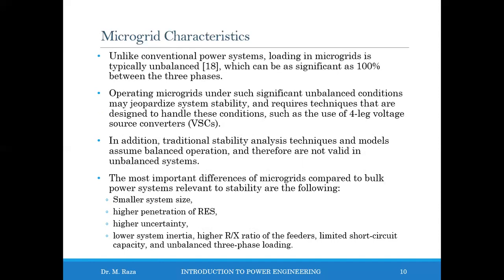The most important differences of microgrid compared to bulk power system relevant to stability are the following: smaller system size, higher penetration of renewable energy sources, higher uncertainty, lower system inertia, higher R/X ratio of the feeders, limited short circuit capacity, and unbalanced three-phase loading.